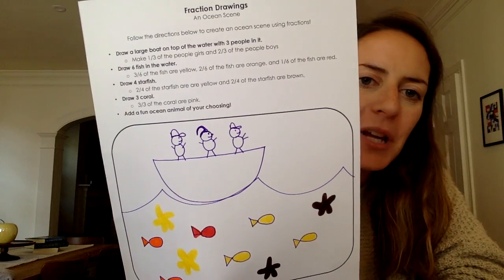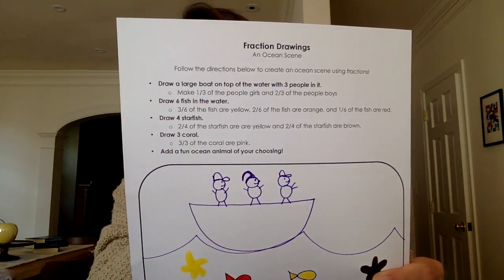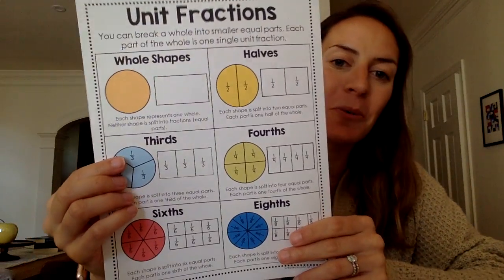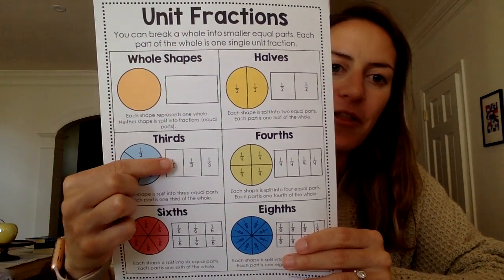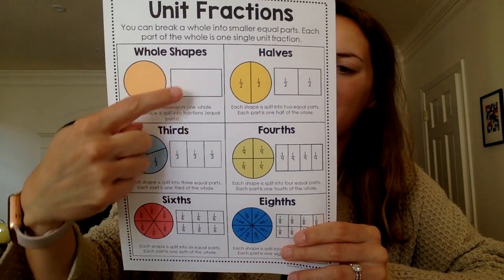All right. Draw 3 coral. Look at this one. 3/3 of the coral are pink. What's another name for 3/3? If we go back to our chart, we can see that 3/3, 1, 2, 3, make up 1 whole, same size. So that means that the whole coral is pink. All 3 pieces of coral are pink.